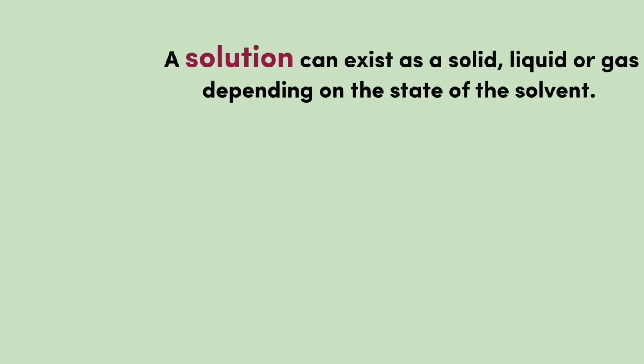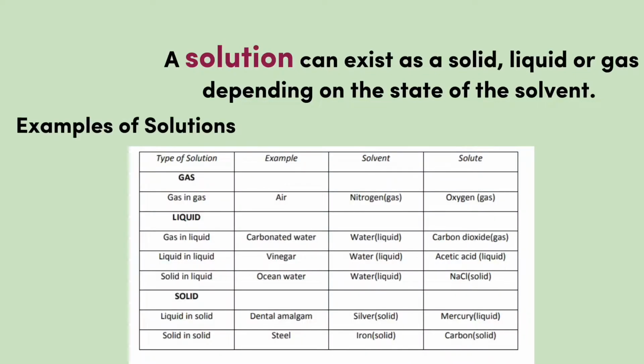A solution can exist as a solid, liquid, or gas, depending on the state of the solvent. The following examples are the combinations of a solution. Air is an example of a gaseous solution, or gas dissolved in gas. It is composed of various gases such as oxygen and nitrogen. Carbonated water is an example of a gas to liquid solution, with carbon dioxide as the solute and water as the solvent. An example of a liquid to liquid solution is vinegar, a mixture of acetic acid and water.